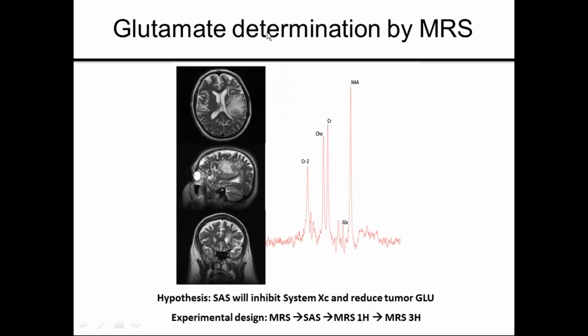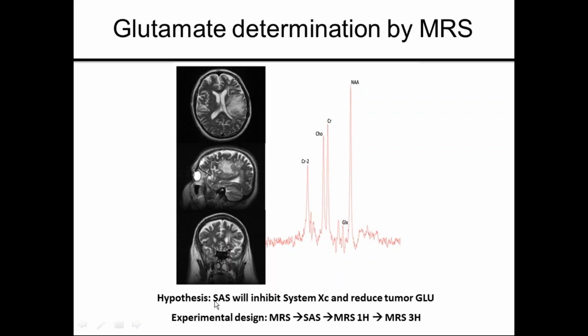Interestingly, we can measure glutamate by MR spectroscopy, so we can generate a biochemical peak. One of these peaks, we call it GLX, because the scanner here cannot separate glutamate and glycine, so it's the two together. And so we formulated a hypothesis. They had identified an inhibitor of System XC.